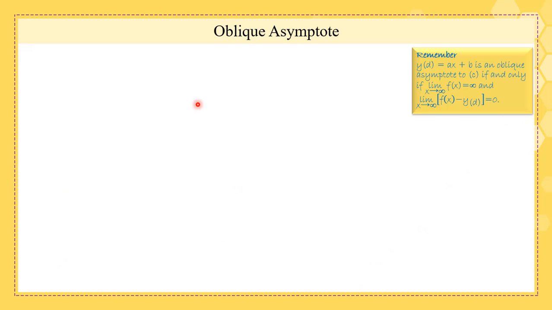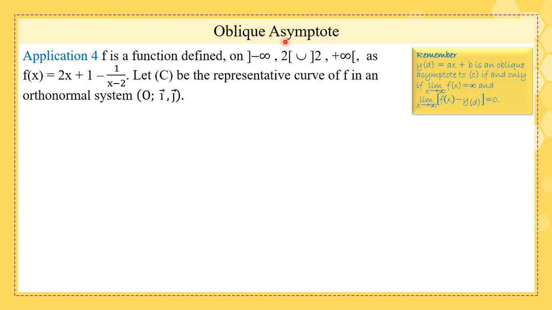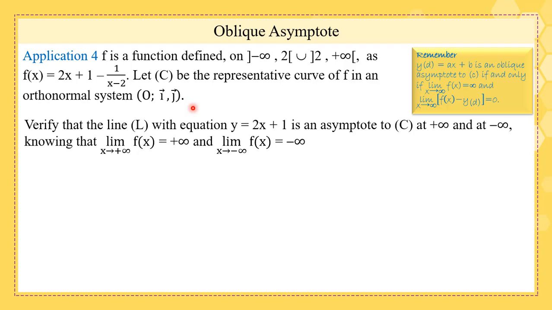Now let's see another application about the oblique asymptote. We have a function f whose curve is c, and we need to verify that the line L, whose equation is y equals 2x plus 1, is an asymptote to C at plus infinity and minus infinity, knowing that the limit of f at plus infinity is plus infinity and the limit of f at minus infinity is minus infinity. So here we need to verify that L is an oblique asymptote. Now take your time.